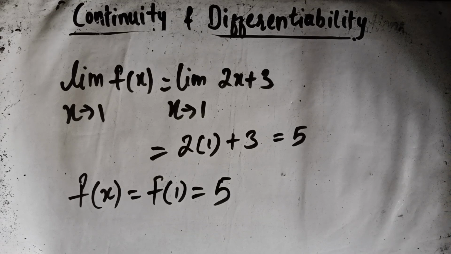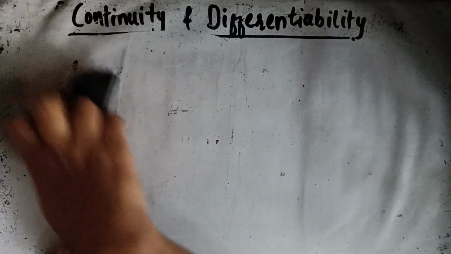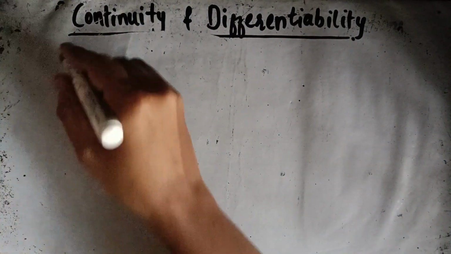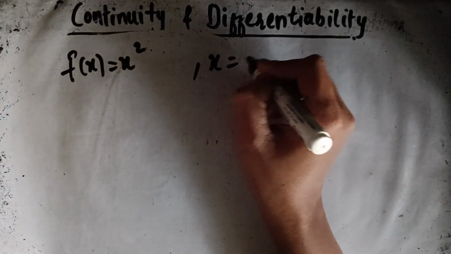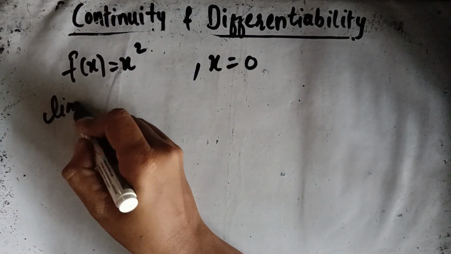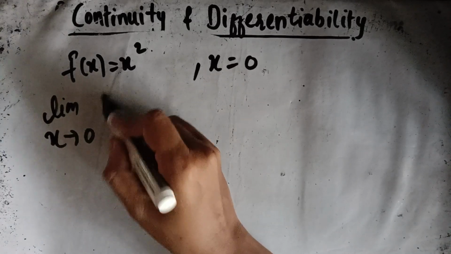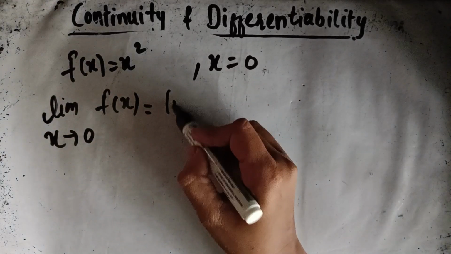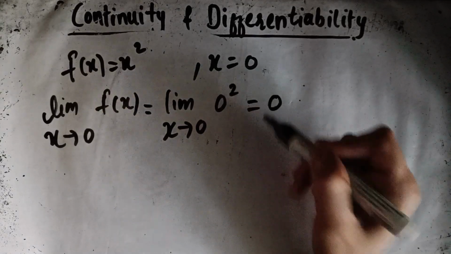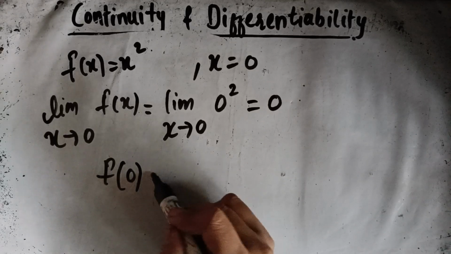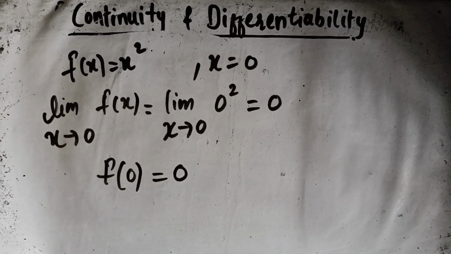The second function which is given is f of x equal to x square, and the point which is given is x equal to 0. When you take limit as x tends to 0, it is 0 square, which is 0, and f of 0 is 0. So this is also continuous at x equal to 0.